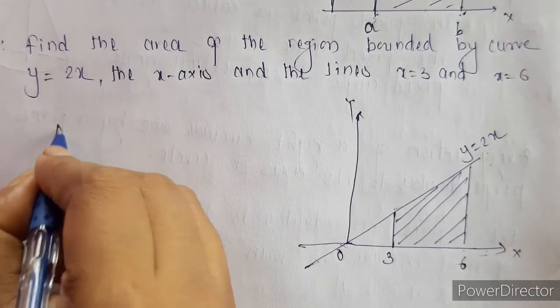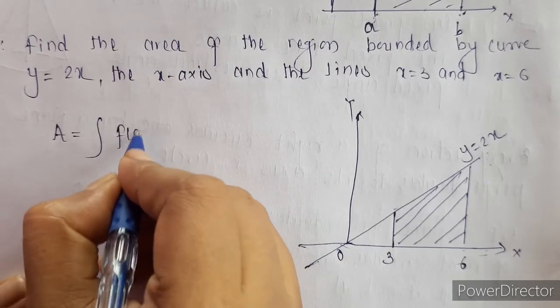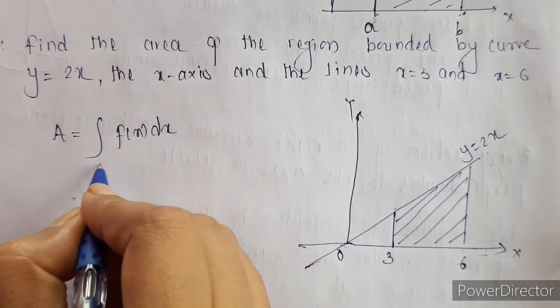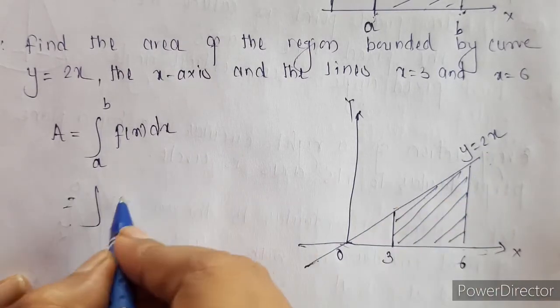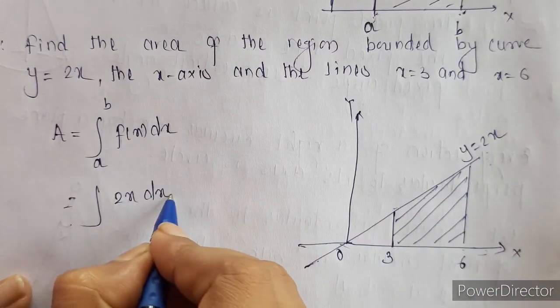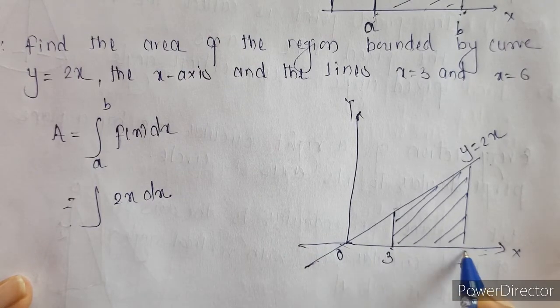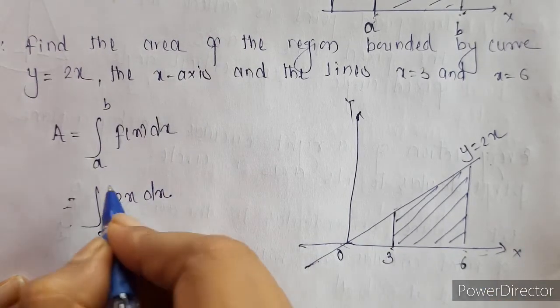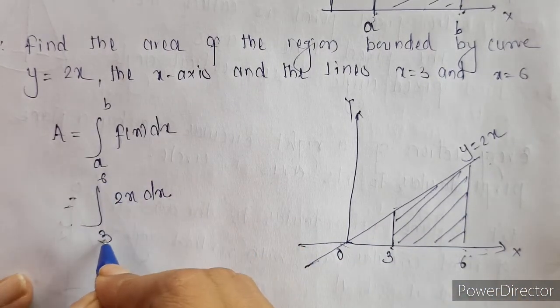So what will be the area? Area is integral of f of x with respect to x from A to B. So what is the function? Function is given as 2x with respect to x, and A is 3, B is 6. So we have to find area under this curve y equals 2x from the point 3 to 6. So the interval is 3 to 6.